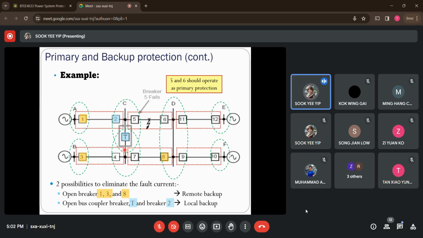So the reason why number 4 and number 7 are not considered as an answer for the local backup is because of this bus coupler. It's already open. So if it's already open, this fault current is unable to travel down. So number 4 and 7 here are not listed as the local backup protections. Are you able to see now?